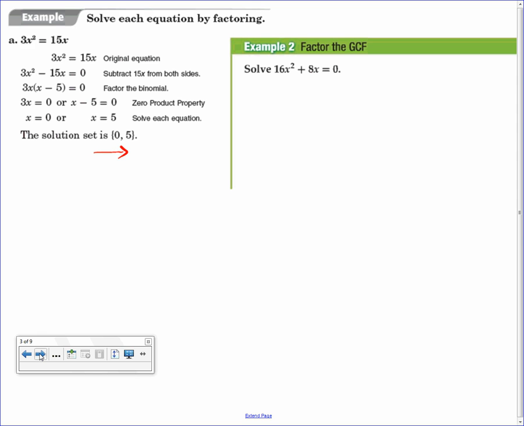I'm going to work one out for you now, over here on the other side of the board. Okay, we have 16x squared plus 8x equals 0. Now I'm going to look at the 16 and the 8. I'm going to see if I can find the greatest common factor on those, 16 and 8. And my greatest common factor is, of course, 8. I can divide both of them by 8. And then I've got the x squared and the x. The greatest common factor between x squared and x is just x. So that's what I'm going to divide, 8x out of both of these terms.